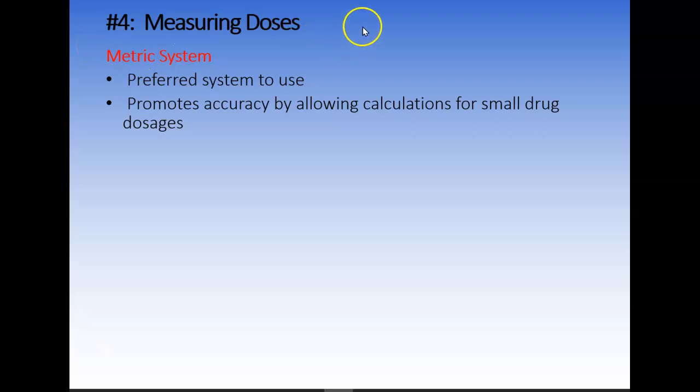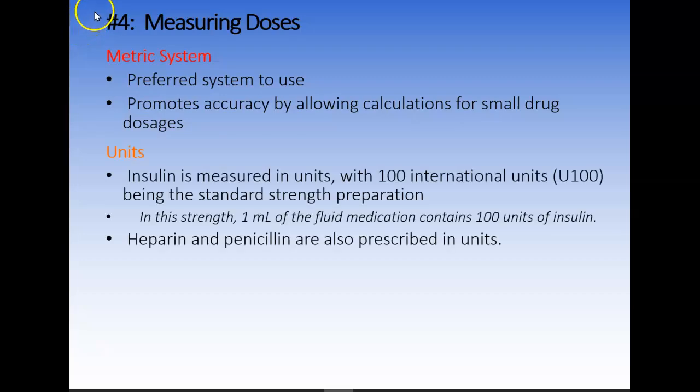Okay, so when we measure doses, we're using the metric system. If you don't know the metric system by now, you will, because we use it in medicine all the time. It's the preferred system we use, and it promotes accuracy because it is very sensitive, and so it allows for very small drug dosages. So that's a positive.